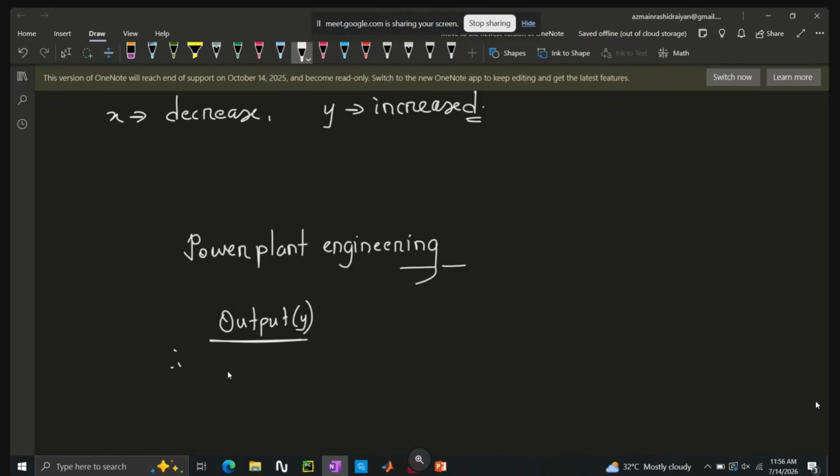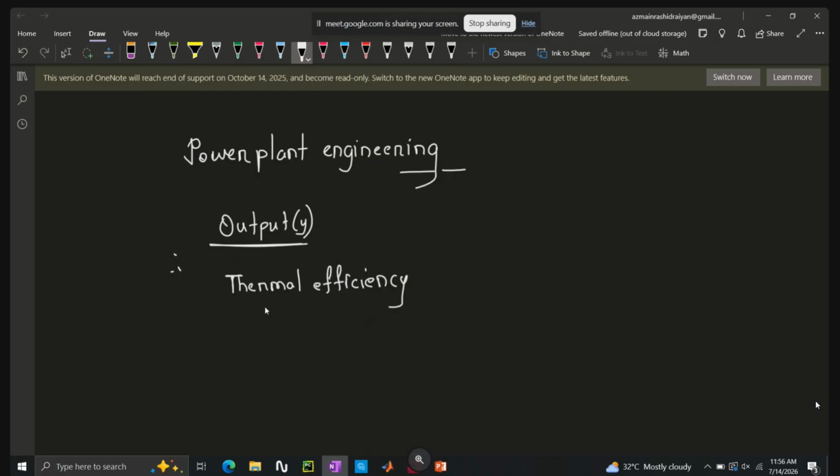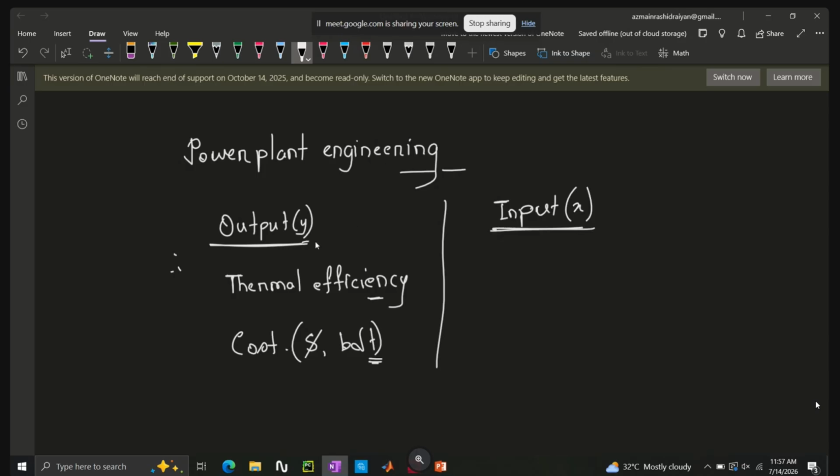Common output parameters are, let's say, the thermal efficiency, or how efficiently my power plant can convert the biomass fuel into usable electricity or electric power. And let's say the cost. The cost can be either in dollar or in Bangladeshi taka, whatever it is. Let's say these two are my output parameters of a designed power plant. While for regression modeling, always remember the input parameters will be written as X and the output parameters will be written as Y.